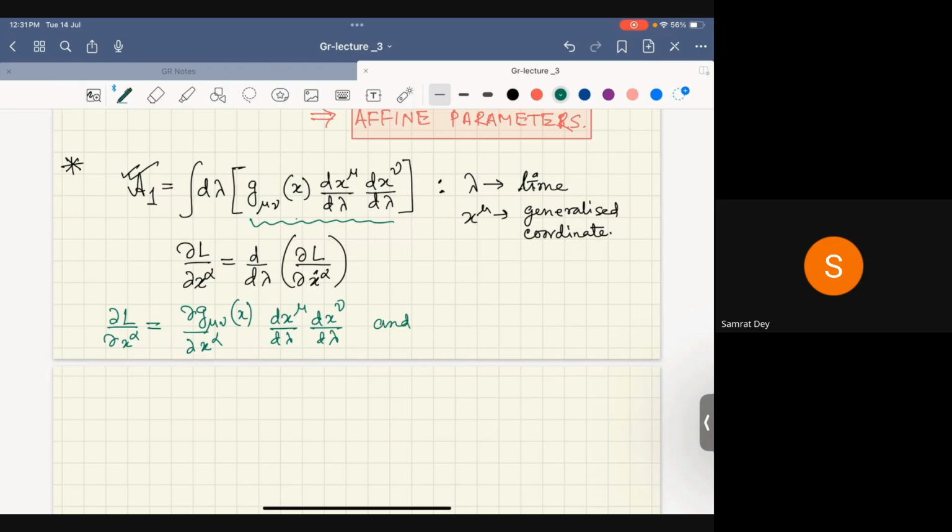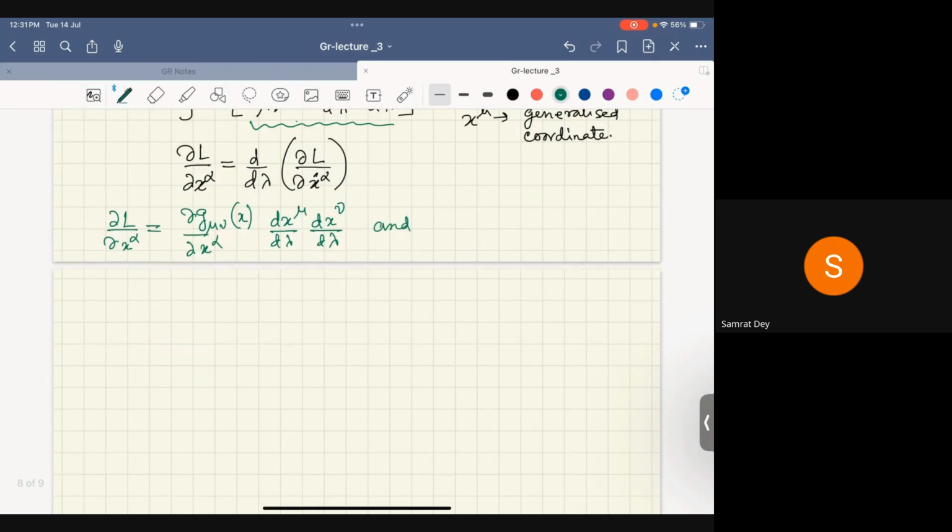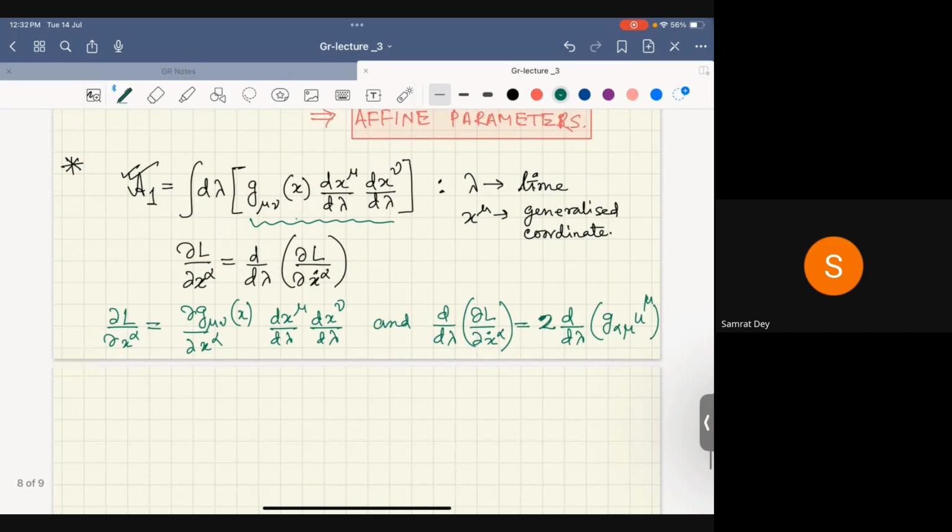And the second, the right hand side, which is d/dλ of ∂L/∂ẋ^α, this will give you twice d/dλ of g_αμ u^μ. Okay, so this is something which is clearly obtainable from this Lagrangian. This two term comes because there are these two derivative terms.